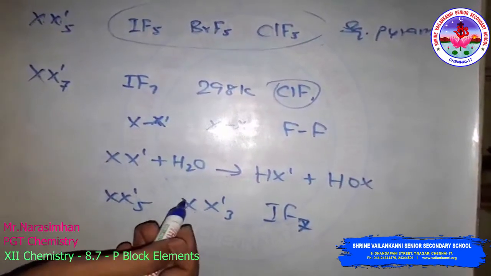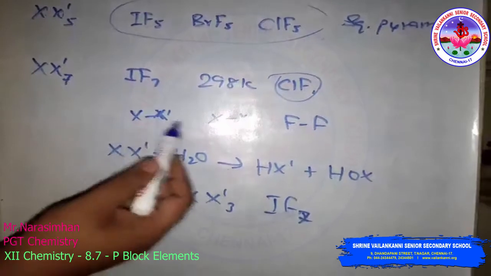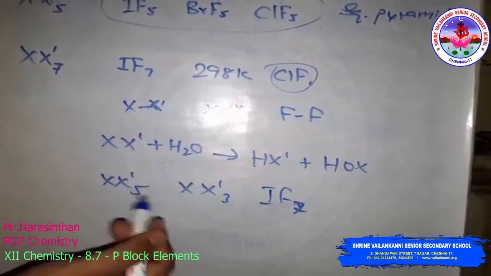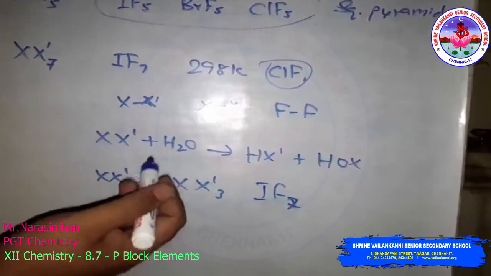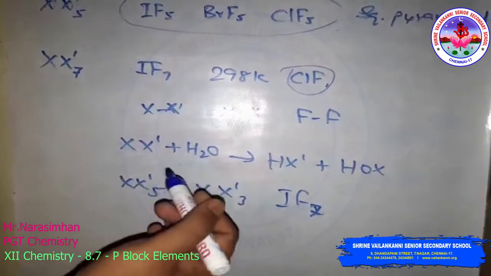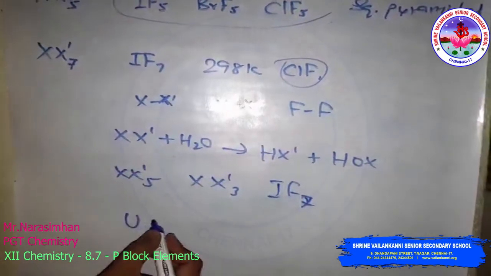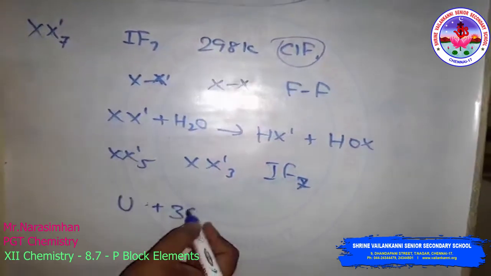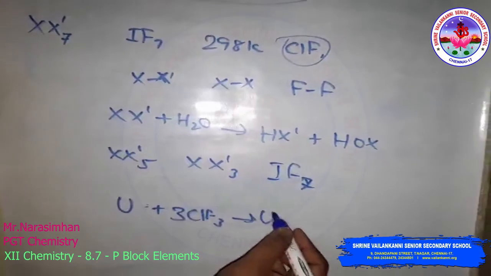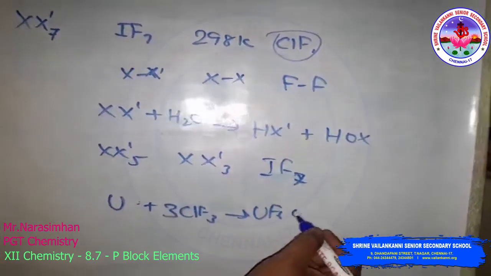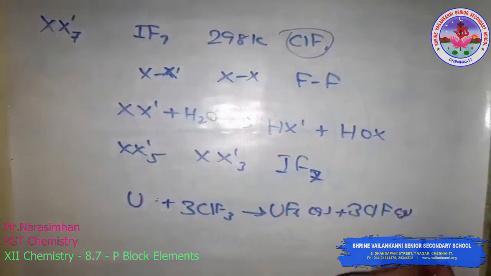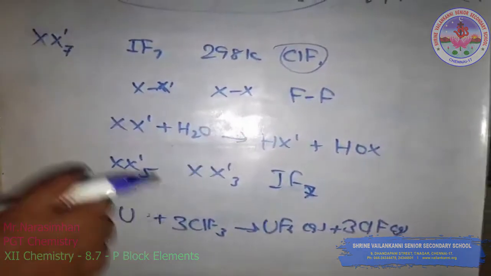The uses: interhalogen compounds are used as non-aqueous solvents and as fluorinating agents. They are used in the production of uranium hexafluoride. For example, solid uranium reacts with liquid ClF3 to form uranium hexafluoride gas and 3 ClF gas. So these are the uses. Next is the group 18 elements.